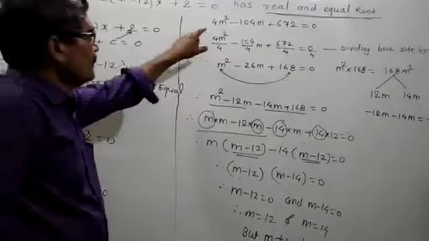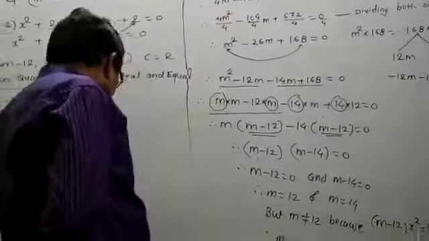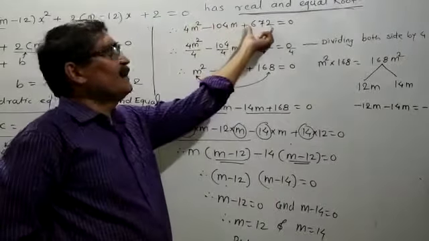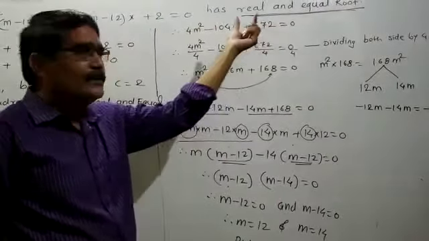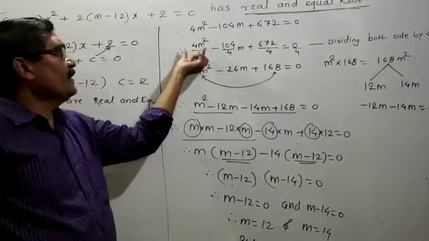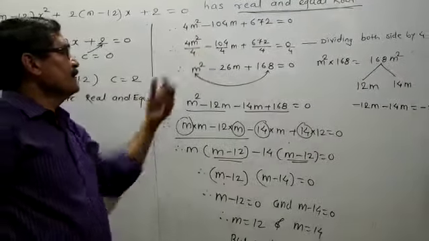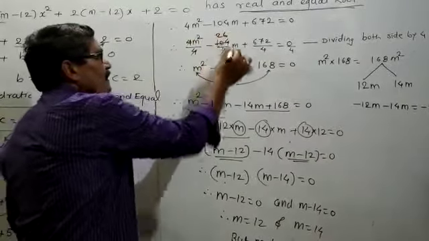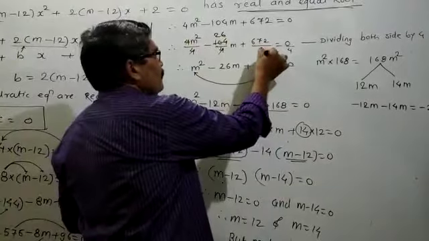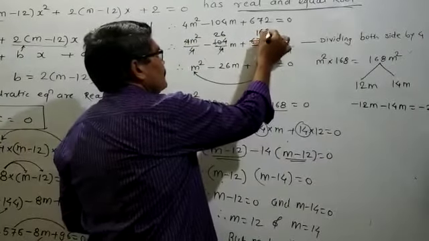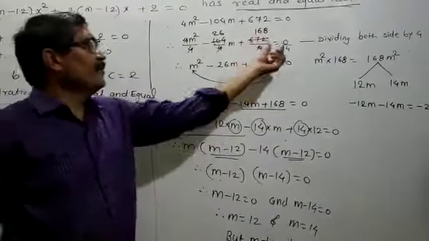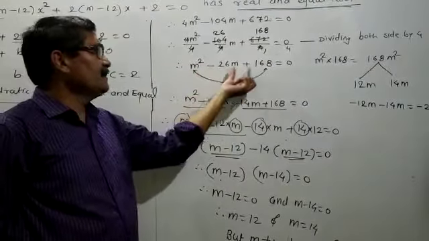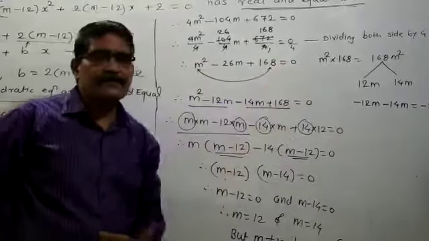Here is the same quadratic equation I wrote from this place to this place. This term is divisible by 4, this one is also divisible by 4, and this one is also divisible by 4. So divide both sides by 4. After dividing both sides by 4: 4 ones are 4, 4 26s are 104, 4 168s are 672, and 0 upon 4 is equal to 0. From that we get the equation m square minus 26m plus 168 is equal to 0.